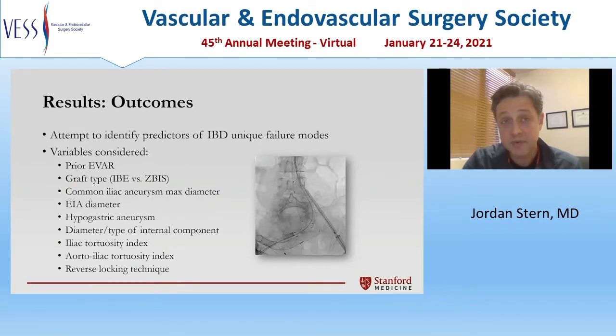In an attempt to identify predictive factors of these complications, we looked at a number of anatomic and graft-related variables. This includes prior EVAR, the type of graft implanted, common external and internal diameters, tortuosity of the aortoiliac segment and the iliac artery itself, as well as the use of a reverse locking technique for the bridging component.